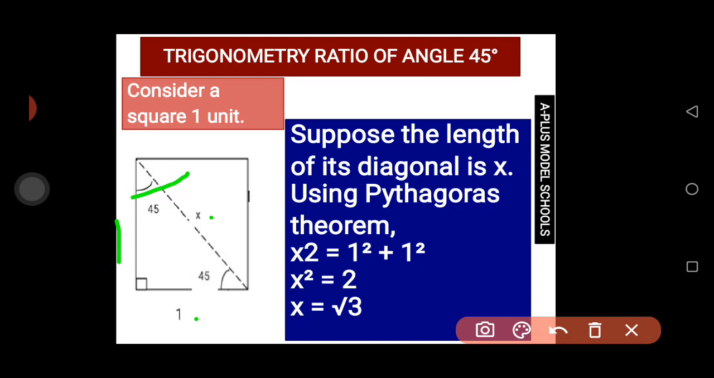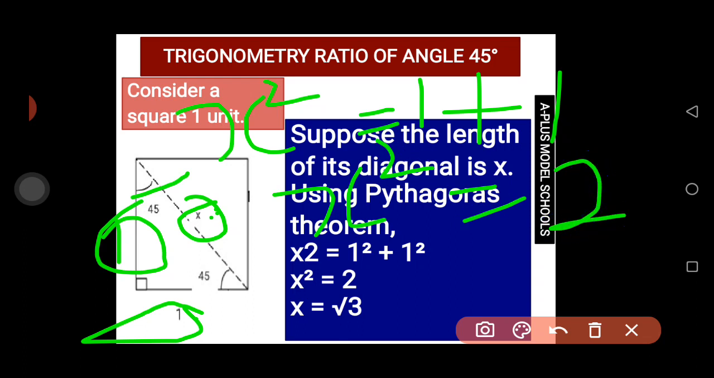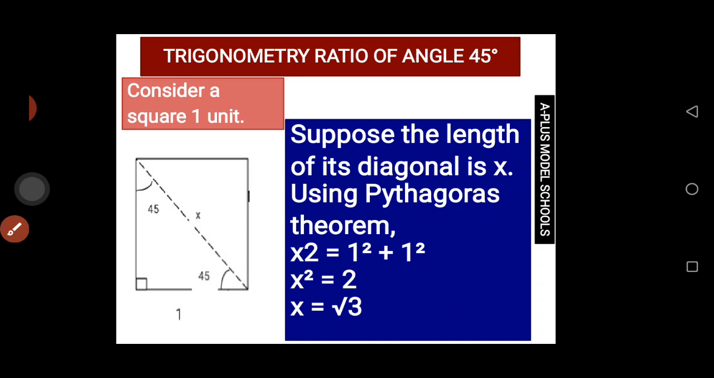Now, if I'm looking for this side x, that would be x squared, which is the hypotenuse, equals 1 squared, the opposite, plus 1 squared, the other side. So here I have x squared equals 1 squared, that is 1, plus 1. So I can say that x squared here equals 1 plus 1, which equals 2. So now, for us to look for our value of x, we take the square root of both sides.